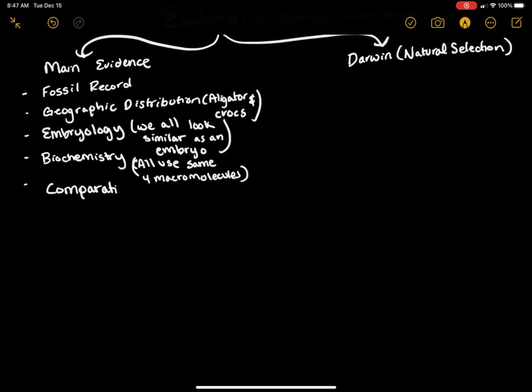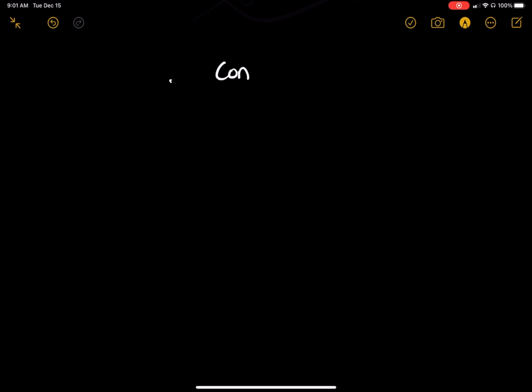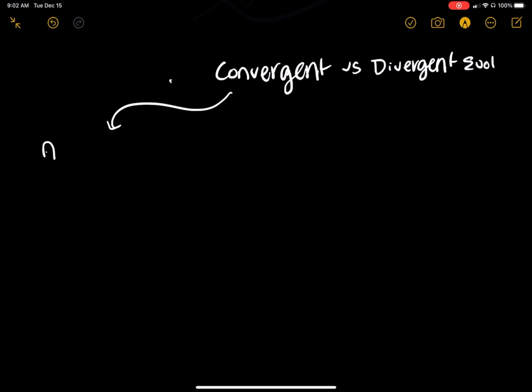Then we're going to talk about comparative anatomy. When we look at comparative anatomy, it has its own section and it has a couple different things. The first thing we're going to talk about is convergent evolution versus divergent evolution. Convergent evolution means that our anatomy has somehow found a way to live in the same environment.